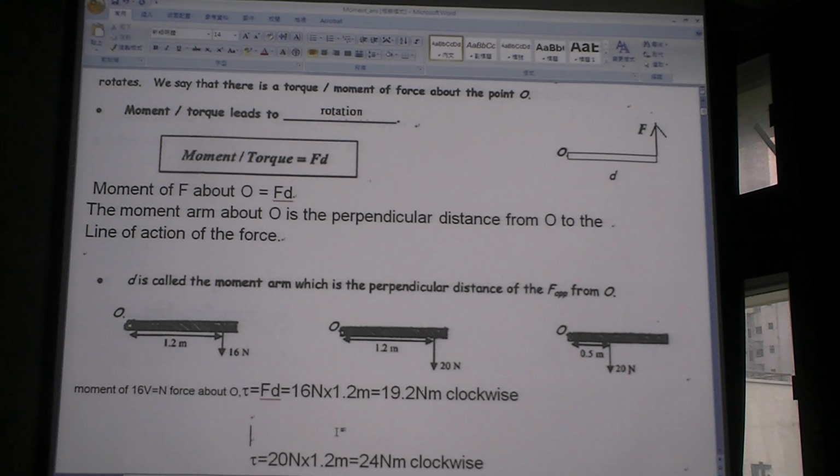Now for the second one, we apply moment equal to F times d. Now it's 20 times 1.2, and we get 24 clockwise. Until next movie, try the third.